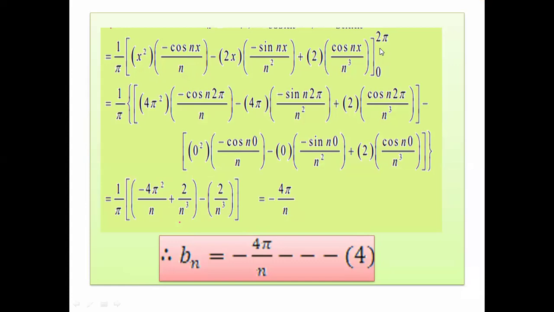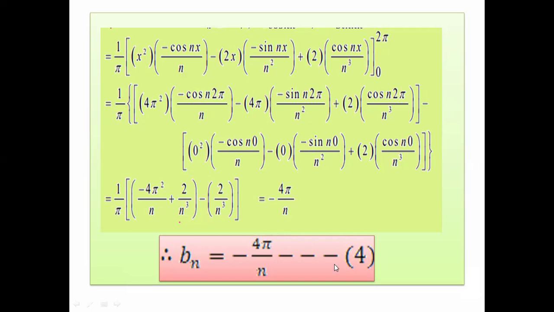Now you have to apply the upper limit minus lower limit. Wherever x is occurring, you have to apply the upper limit minus the lower limit. First apply the upper limit 2 pi by n: minus cos of 2n x. Sine of 2 pi will become 0, and then cos of 2n pi value will become 1.